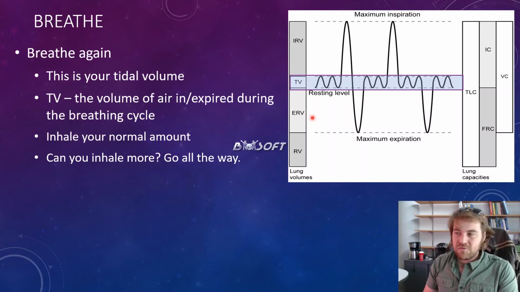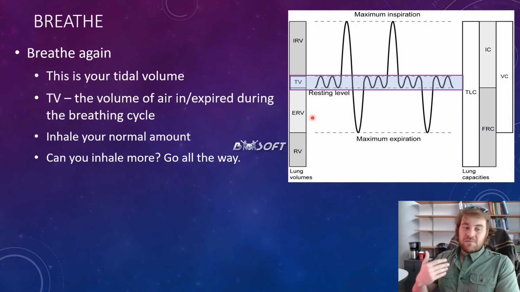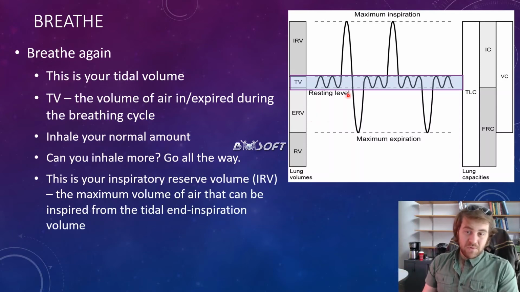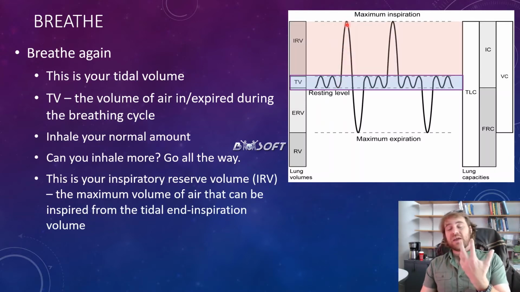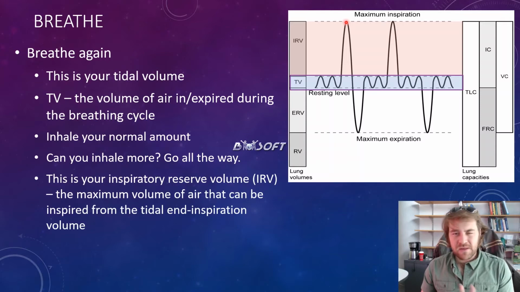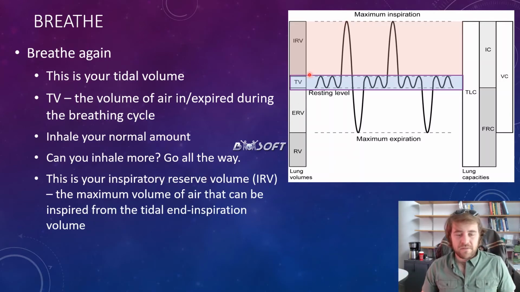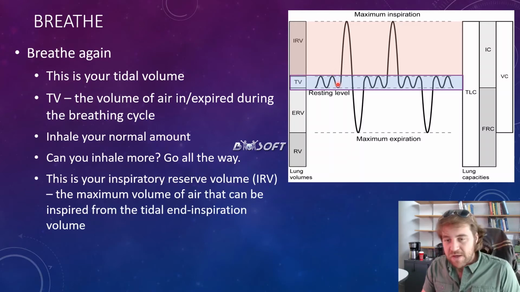Now, inhale your normal amount and then keep going. All the way, as much as you can, right? So, that is your inspiratory reserve volume, or IRV. So that's when you're going to take in all the air that you possibly can, right? Maybe if you have the hiccups, you're doing your entire inspiratory reserve volume. That's the maximum amount of air that can possibly be pulled into the lungs. This is usually measured from resting expiratory level.